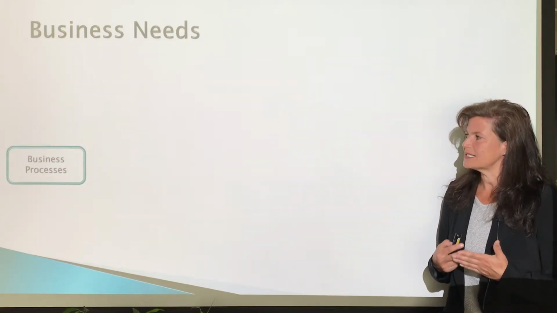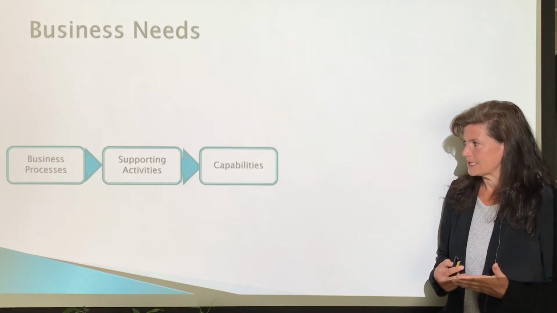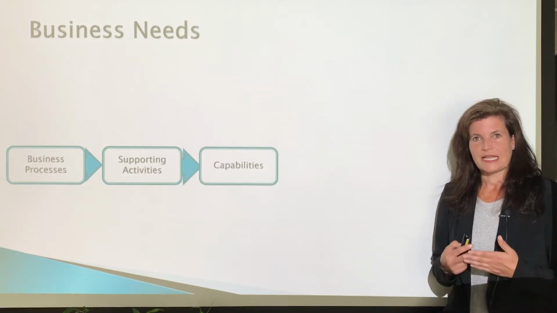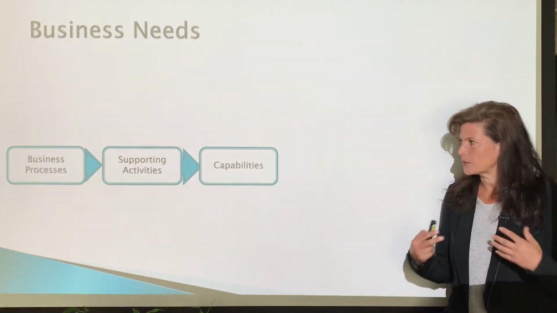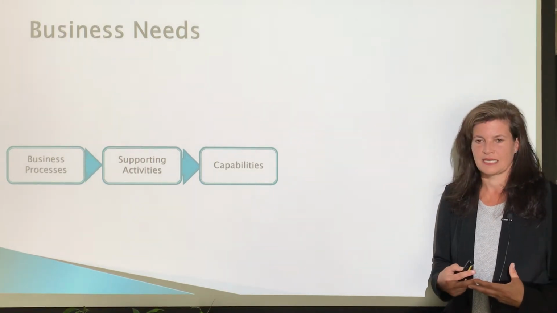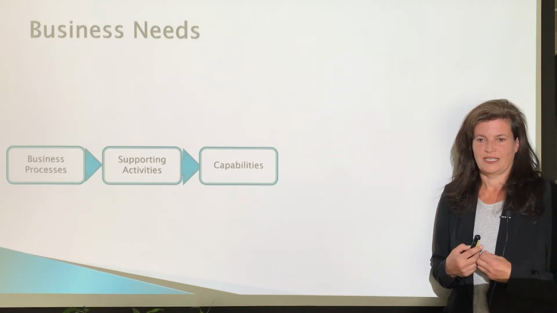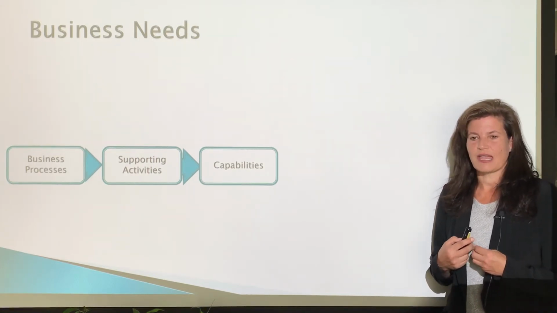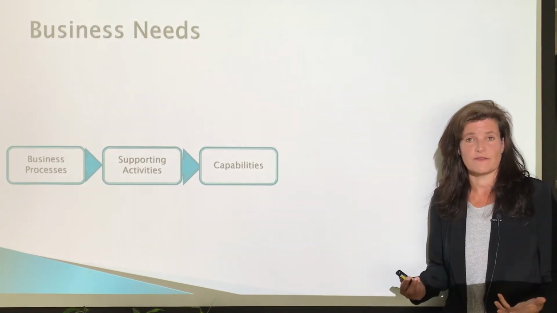We start by identifying business processes, their supporting activities, and the capabilities. The capabilities are the patterns that exist across all of the business processes and supporting activities. It is understanding the capabilities that is the key to change. The idea is to understand how the capabilities need to change in order to move the organization towards the vision.